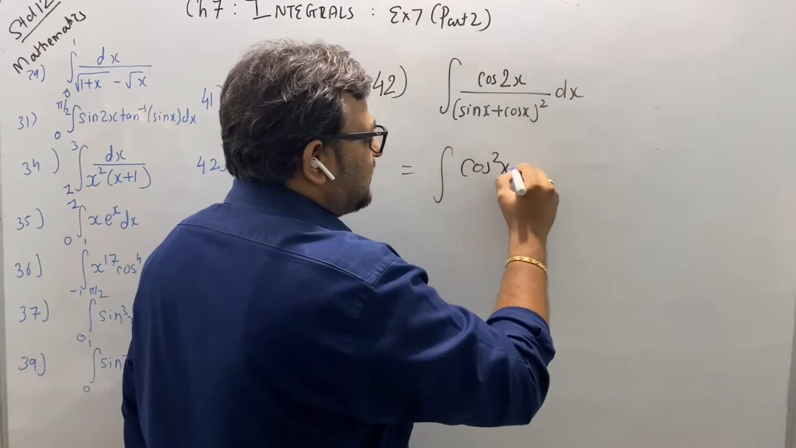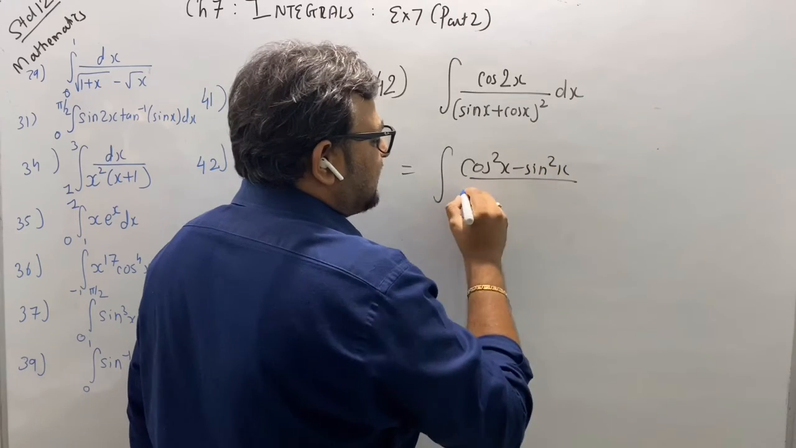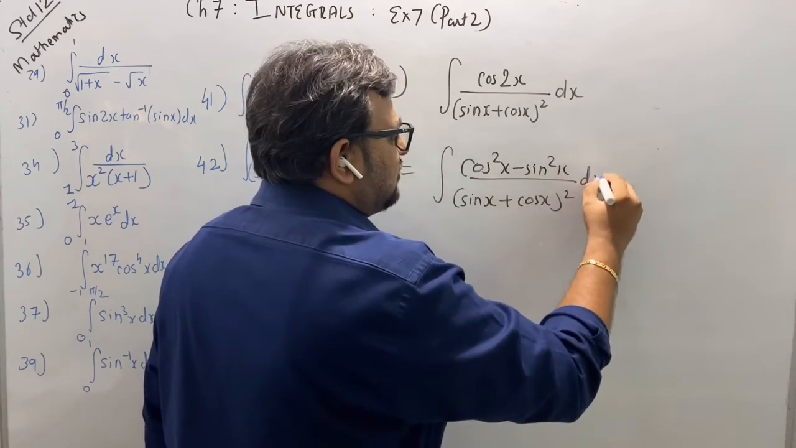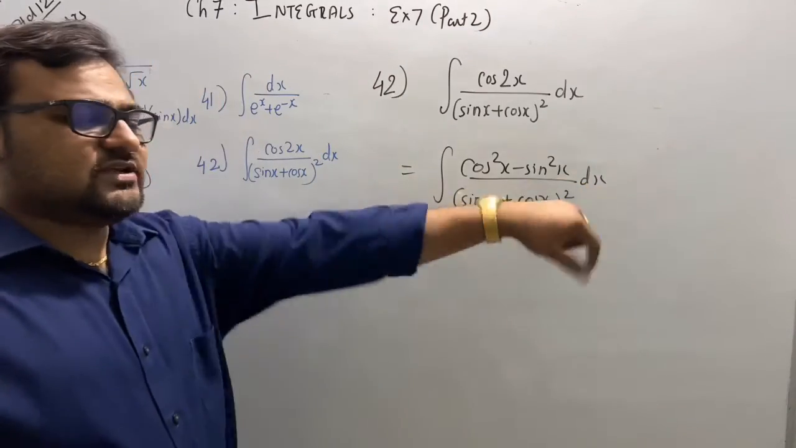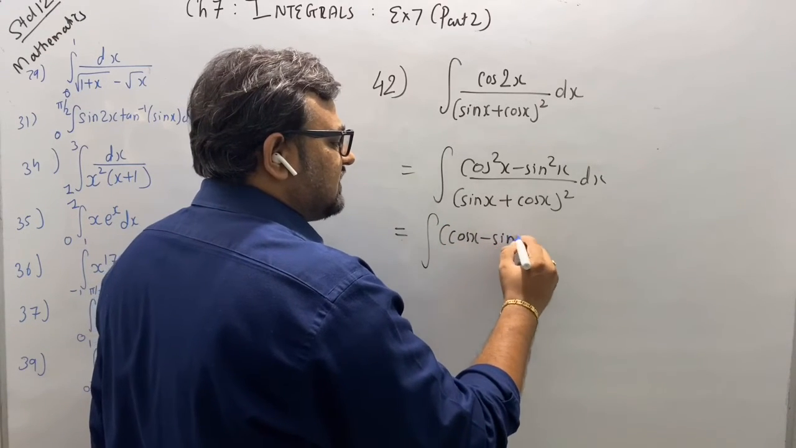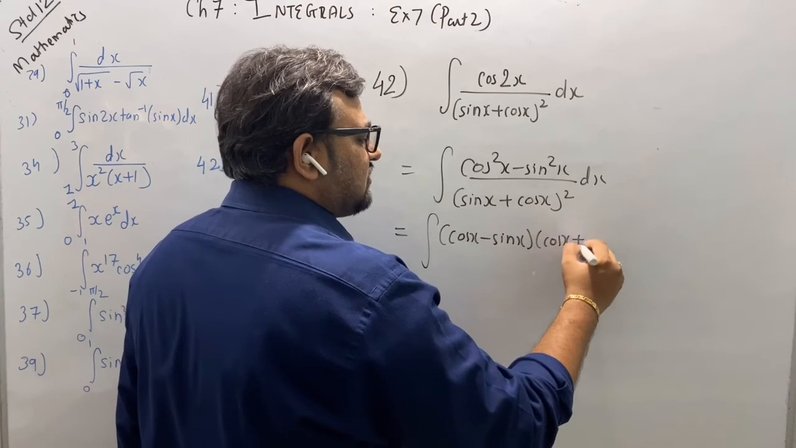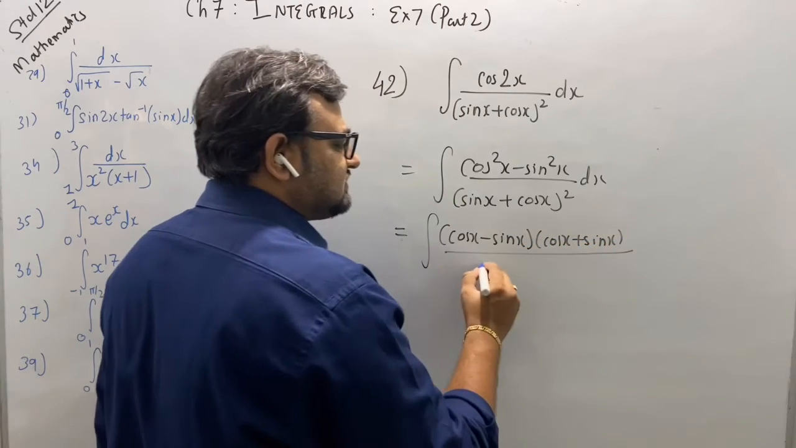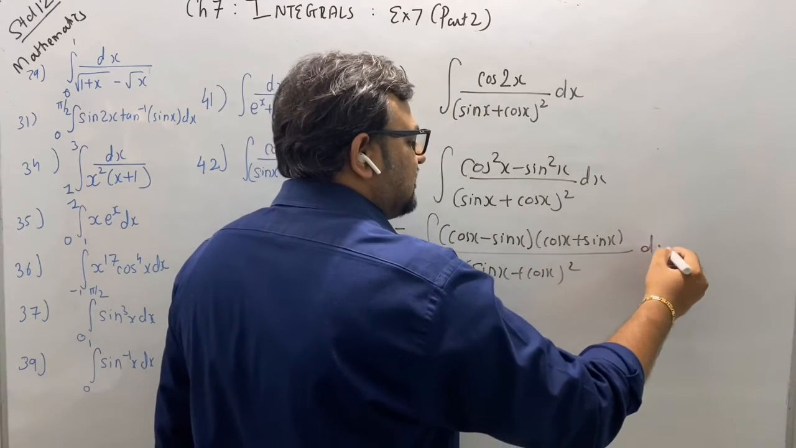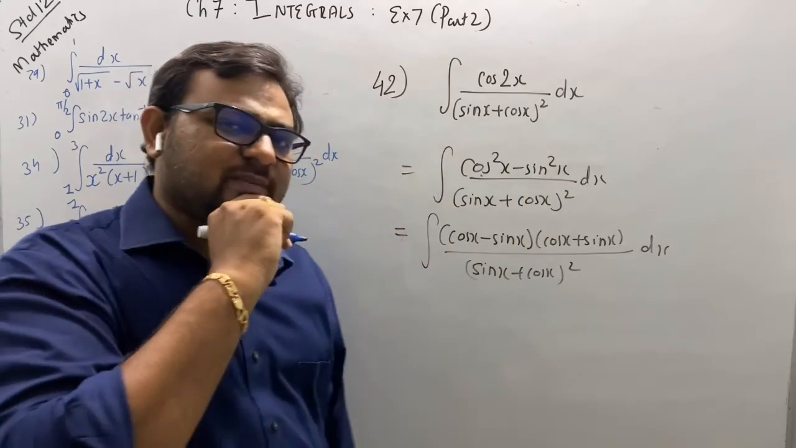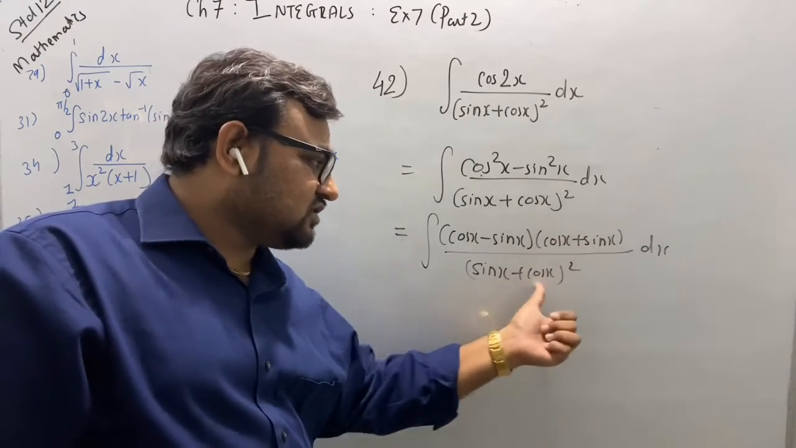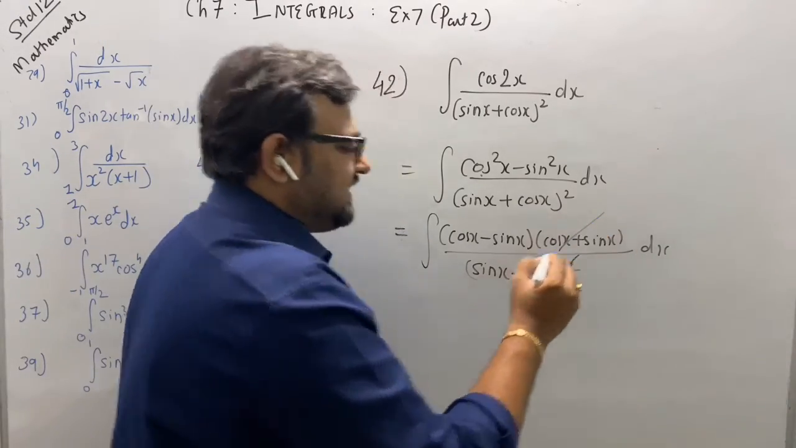This will be cos square x minus sin square x upon sin x plus cos x whole square dx. So now what is cos square x minus sin square x? Cos x minus sin x times cos x plus sin x, upon sin x plus cos x whole square dx. So now you know this, you are using the formula a square minus b square, a minus b, a plus b. And here also the denominator has the same thing, cos x plus sin x. So these will get cancelled.